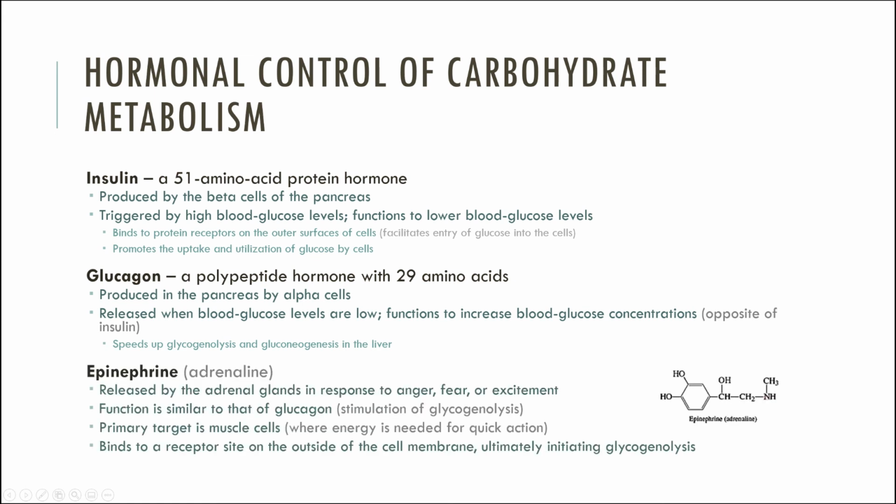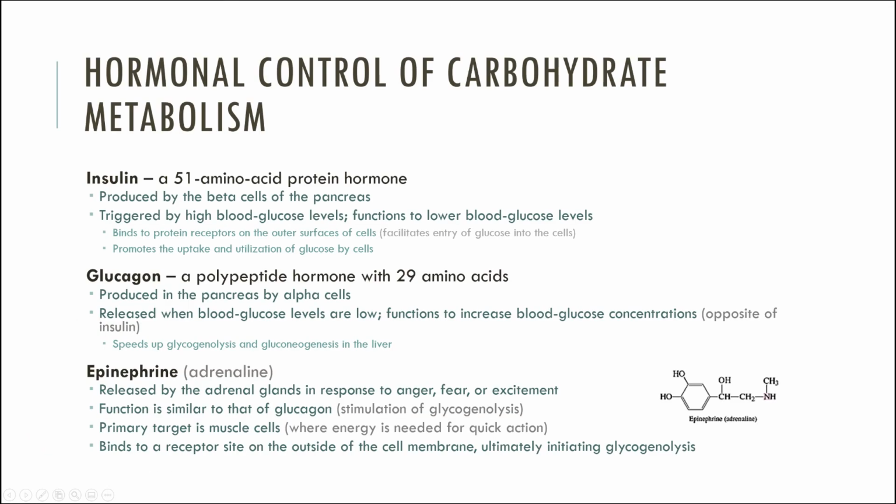And the last main regulator is epinephrine, which is more commonly known as adrenaline. It's released by the adrenal glands in response to a fight or flight response, right? A fight or flight situation, anger, fear, excitement, etc. And it really works in a similar way to glucagon, except much more rapidly. Its primary target is muscle cells, so you're quickly able to uptake a ton of glucose in order to then be able to expend that energy quite rapidly.